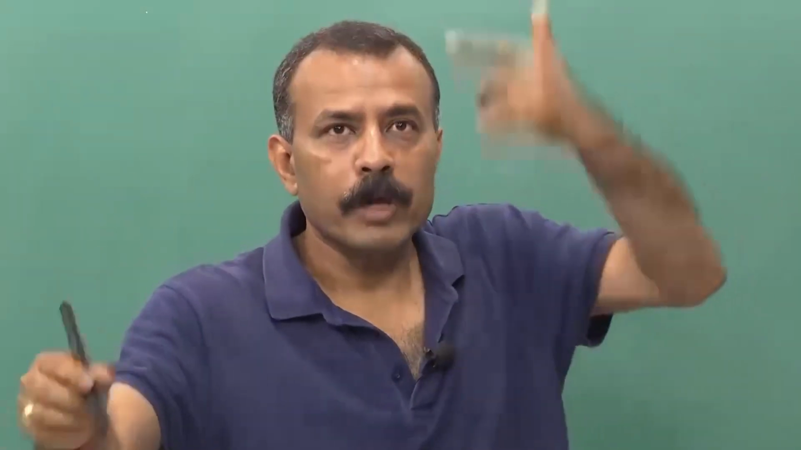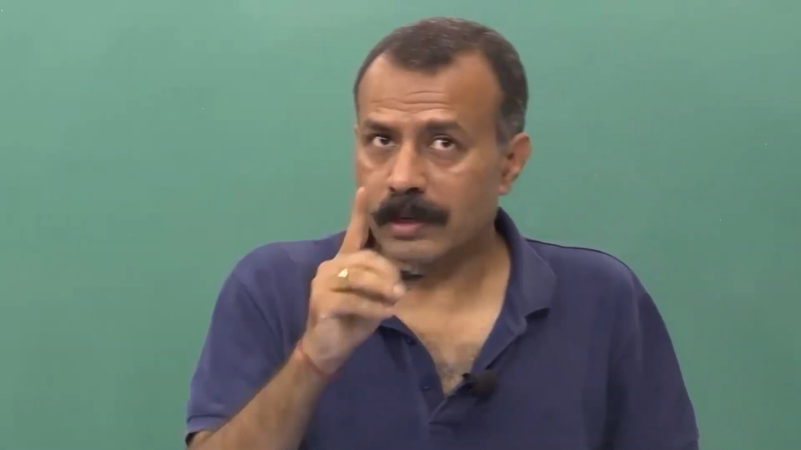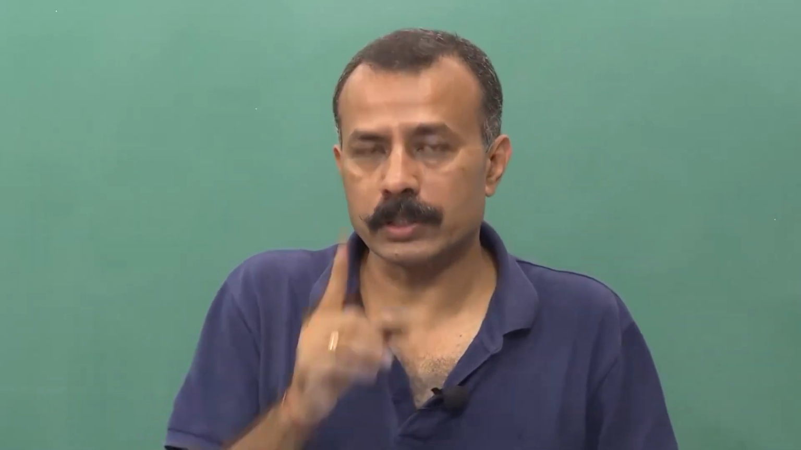So it's very important that these words are very important. So keep a tab. Try to think beyond that. What do these simple words mean? Okay, so a system is responsive. It can readjust itself according to the situation.